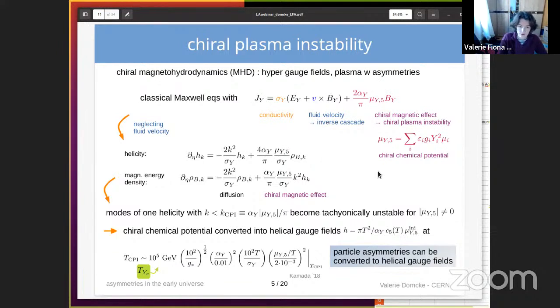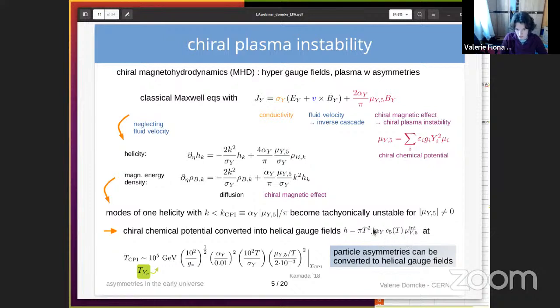So when you plug all of that in together, what you understand is that as long as this chiral chemical potential is non-zero, it will source this tachyonic instability. So whatever chiral chemical potential you have in the beginning will be completely converted into helical magnetic fields. And this is given by this relation here.